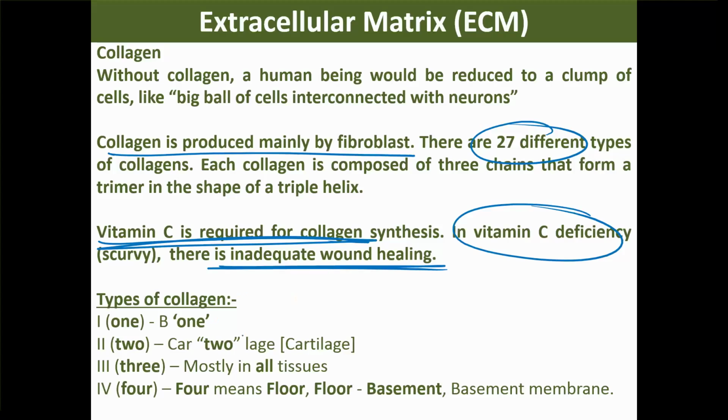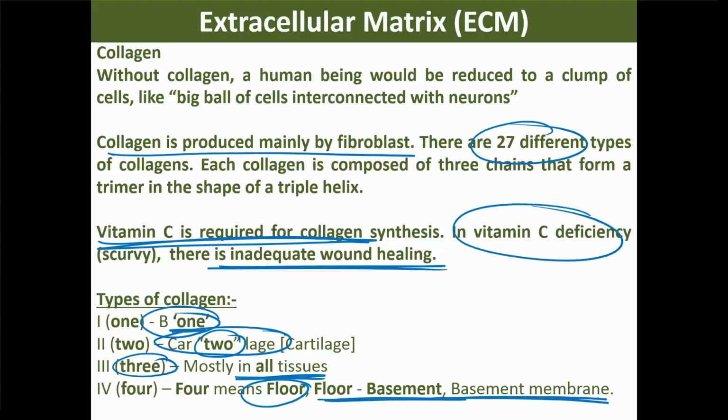There are at least 4 types of collagen one should remember. Collagen 1 is present in the bone. It is easy to remember, bone has 1. Cartilage, pronounce it as cartilage, so the 2 is there. Collagen 2 is seen in the cartilage. Type 3 is present in all the tissue, and it is easy to remember. 4 means remember as floor, and floor means basement. Basement membrane contains type 4 collagen.